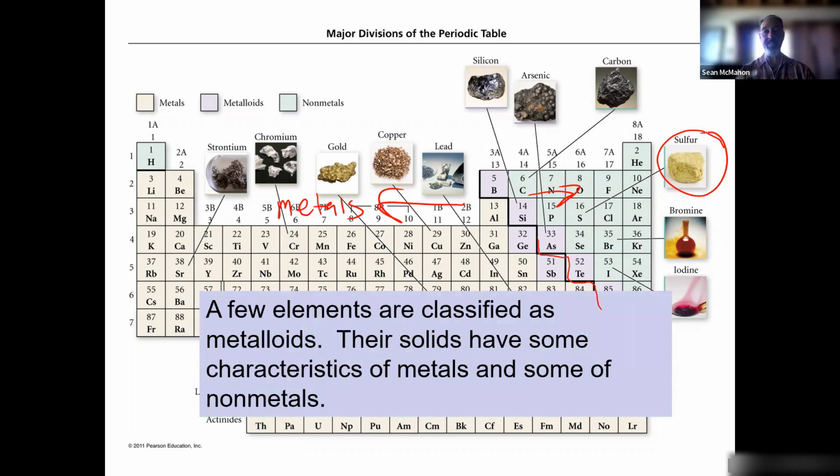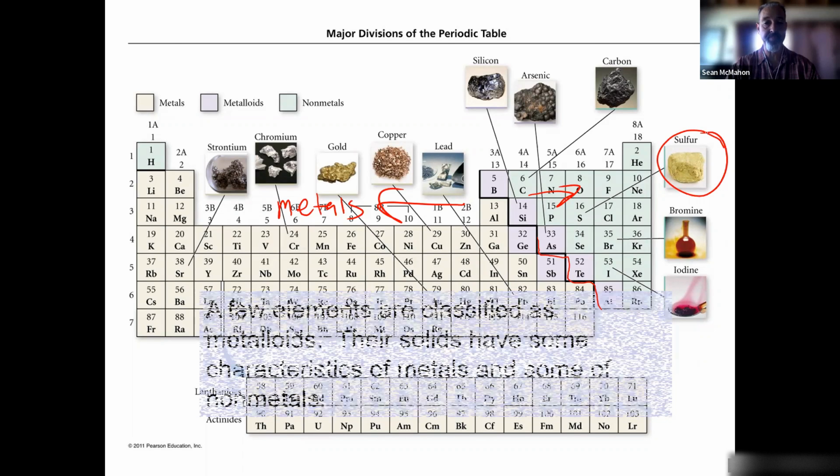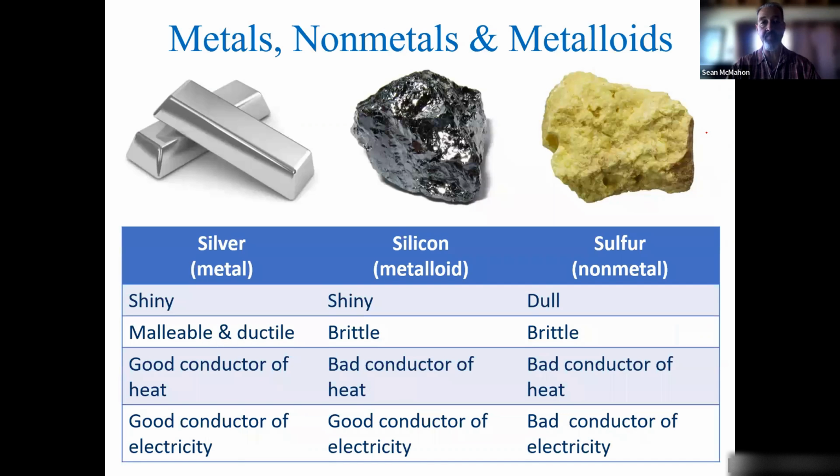But there are a few elements that are in the middle of the spectrum. They're not on either complete side, right? Because there's a full spectrum of characteristics. And those are your metalloids, okay? So they tend to have properties of both metals and nonmetals. So here's an example of metal, nonmetal, and a metalloid, okay? And really, the silicon is your metalloid.